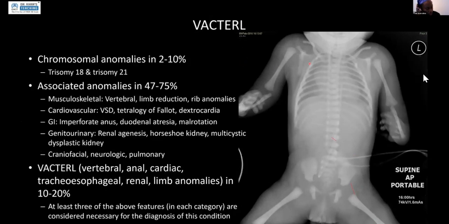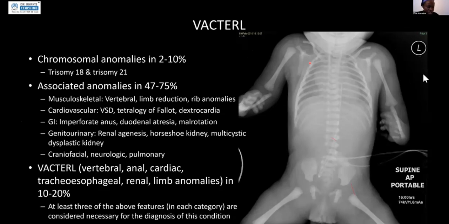VACTERL is a syndrome that esophageal atresia and tracheoesophageal fistula are associated with, and it's often due to chromosomal anomalies. So frequently you see it in patients who have trisomy 18 or trisomy 21. And the associated anomalies are vast for each letter. So vertebral anomalies include hemivertebrae, like I said. They can have a scoliosis. They can have caudal regression, which is where the conus terminates high, and they will often get sacral anomalies with that. They can get rib anomalies.